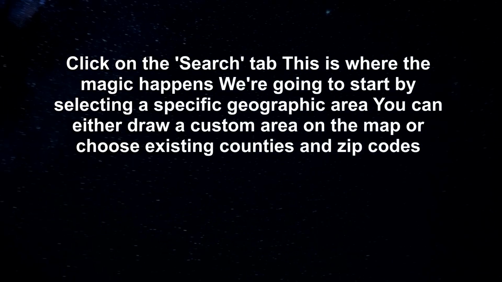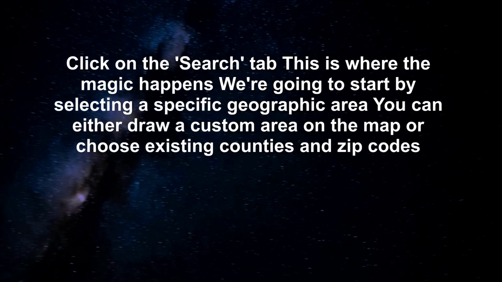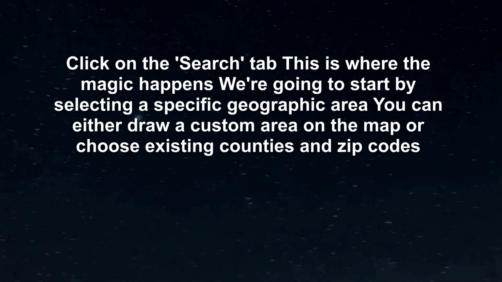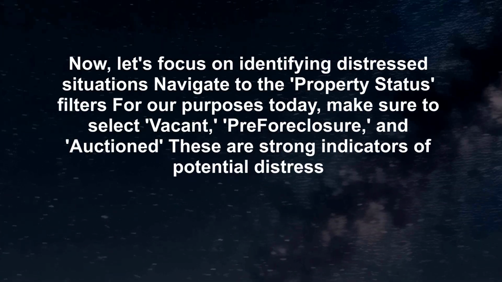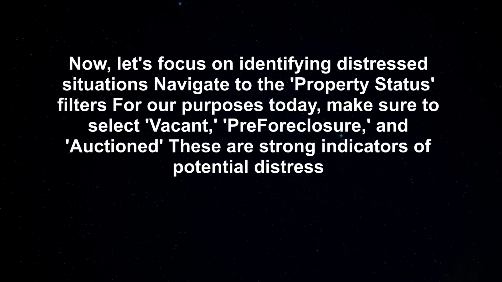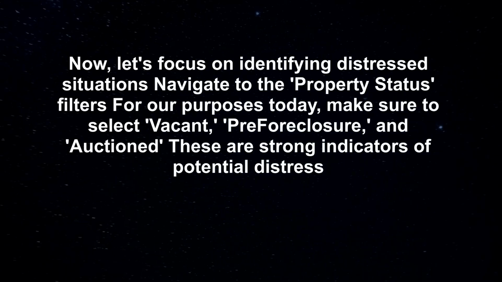We're going to start by selecting a specific geographic area. You can either draw a custom area on the map or choose existing counties and zip codes. Now, let's focus on identifying distressed situations. Navigate to the property status filters for our purposes today.